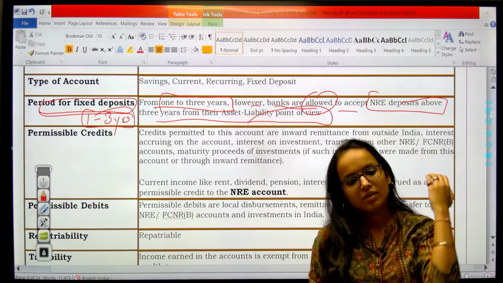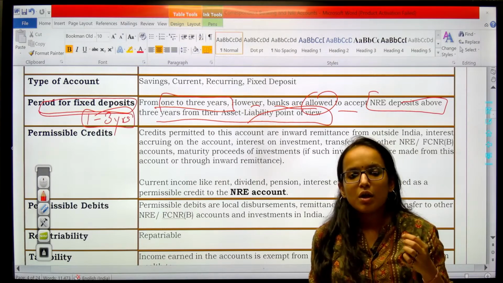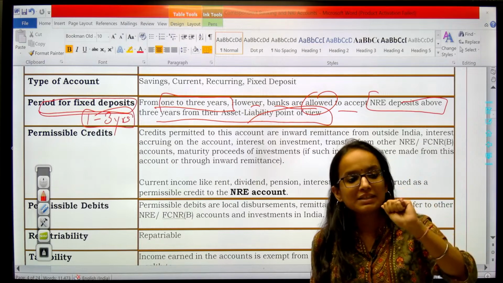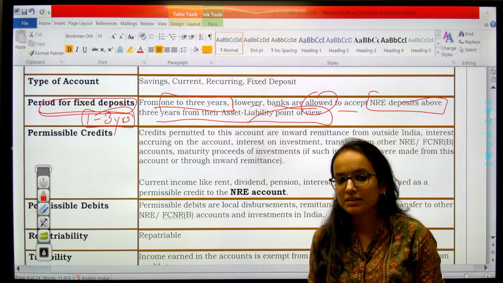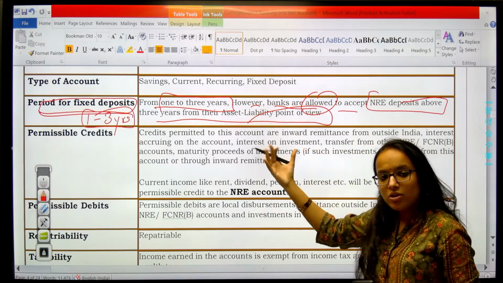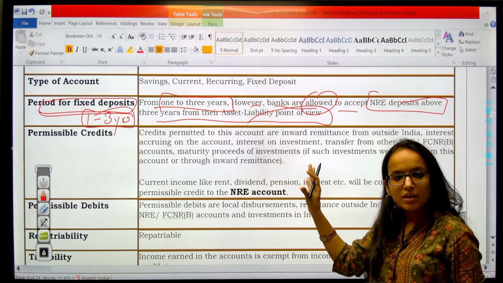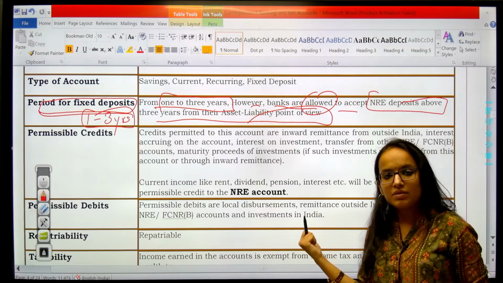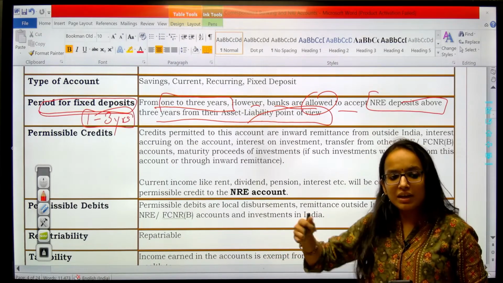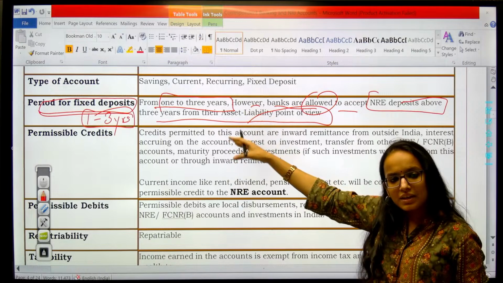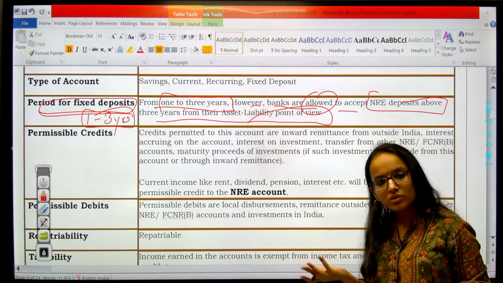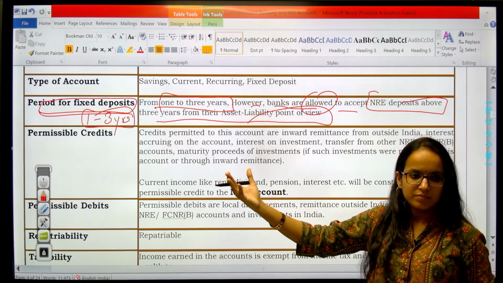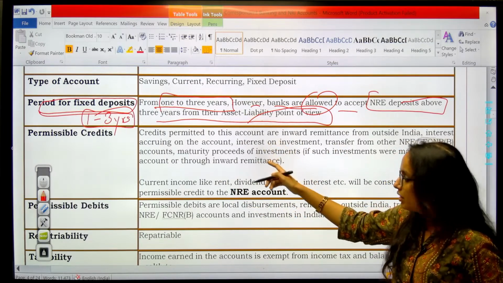Okay, 1 year to 3 years. But in case the deposit has to be for more than 3 years, that will be decided by the bank, depending on the asset liability condition of the bank. If the asset liability assessment of the risks lying there with the assets allows the bank to do that, then only the bank can extend that deposit beyond 3 years. But usually that period for fixed deposit will be 1 to 3 years. Clear? Okay. So remember this thing.